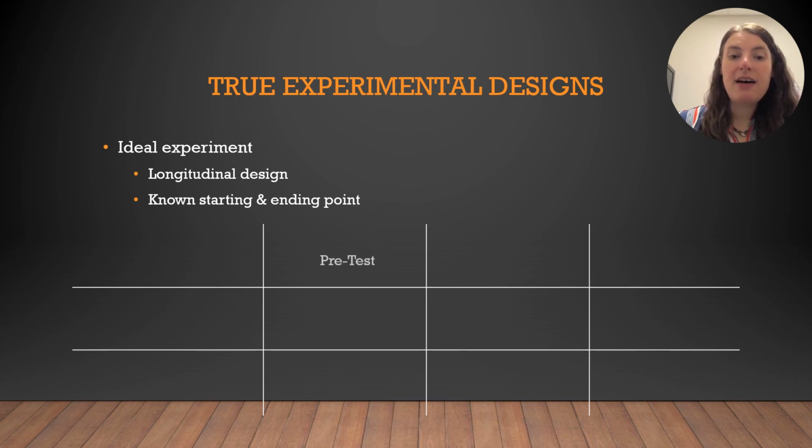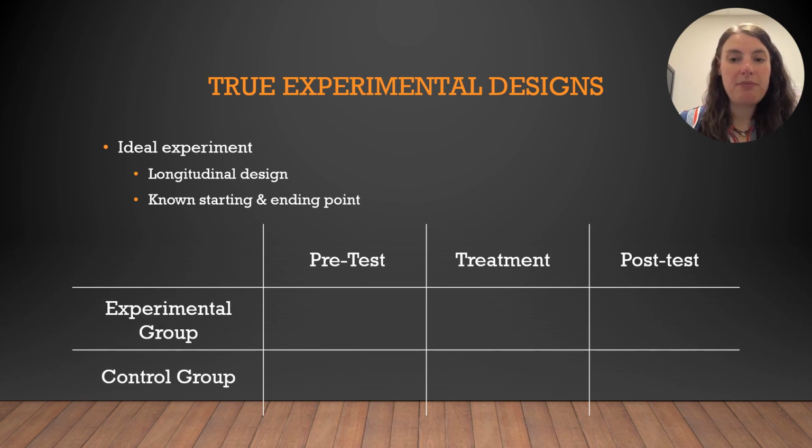Along the top, you're going to include the labels pretest, treatment, and post-test. Along the sides, you'll include the labels experimental group and control group. Now the top left box is left empty, so I like to include the experimental design name there if you already know it. In this case, it's going to be the ideal experiment.